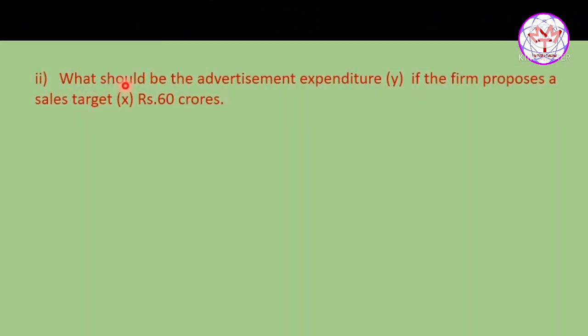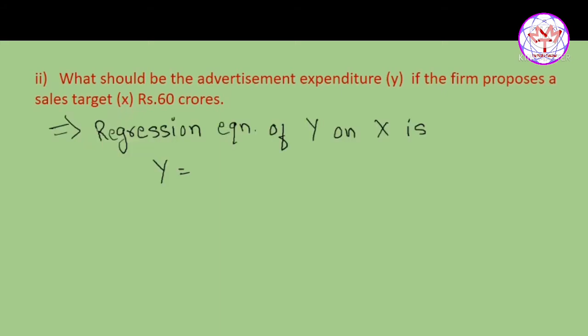Sub question is, what should be the advertisement expenditure, that is Y, if the firm proposes a sales target, that is X, rupees 60 crores. That means we have to find the value of Y when X is equal to 60. So students, here we have to first find the regression equation of Y on X. Now regression equation of Y on X is Y is equal to a plus byx into X. So first we need to find the values of byx and a.